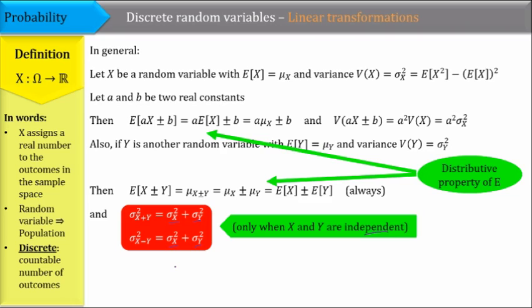Right, this is the end of the overview for random variables. In the next session, I will be looking at some examples.